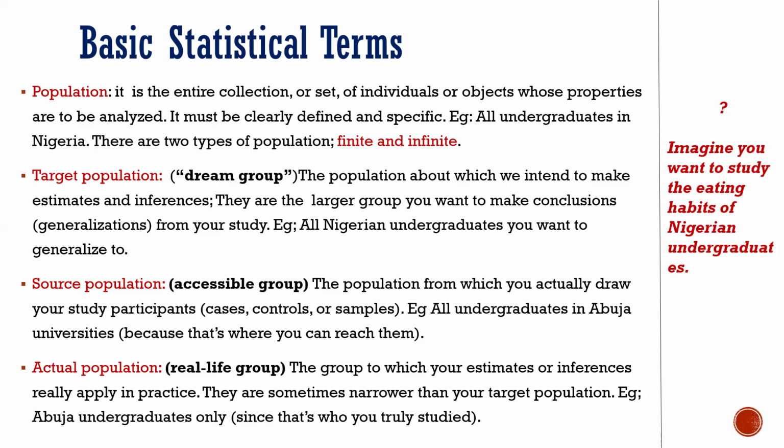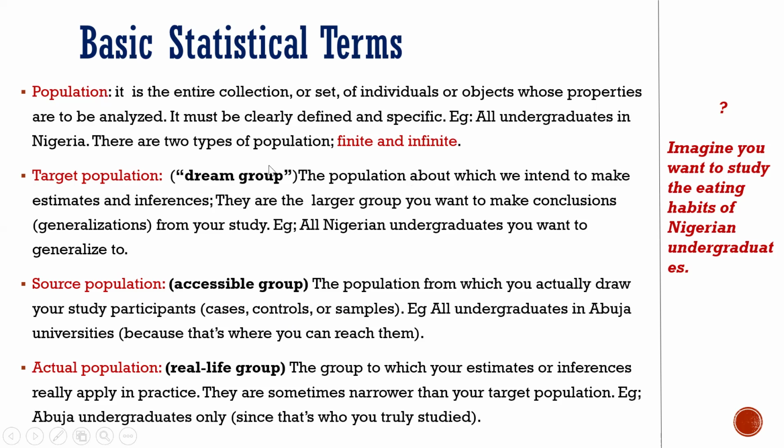We have definitely two types of population: the finite and the infinite population. Finite populations are those that are countable, while the infinite ones are uncountable. For example, for finite, we have the number of students studying public health in a national university. They are finite because they can actually be counted. Infinite would be like grains of sand, or hairs on someone's head, something that is uncountable.